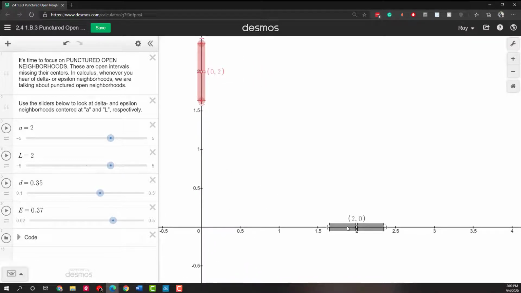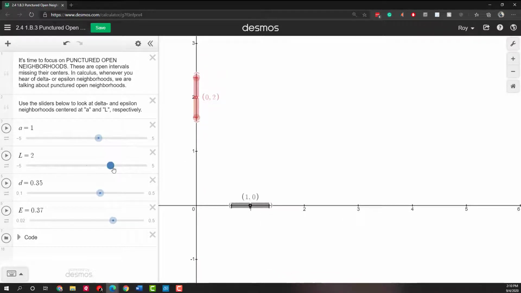There we go. Use the sliders below to look at delta and epsilon neighborhoods centered at A and L respectively. So A is the center for the delta neighborhood. So let's go ahead and move that so you can see that. I have it moving at spacing at 1. I didn't have to do that. I've just decided to. And then the epsilon neighborhood is centered at L. And this is going to work with our definition of a limit in a little bit. But in Desmos you cannot define delta as the word to be a variable, so I'm using the letter D here.